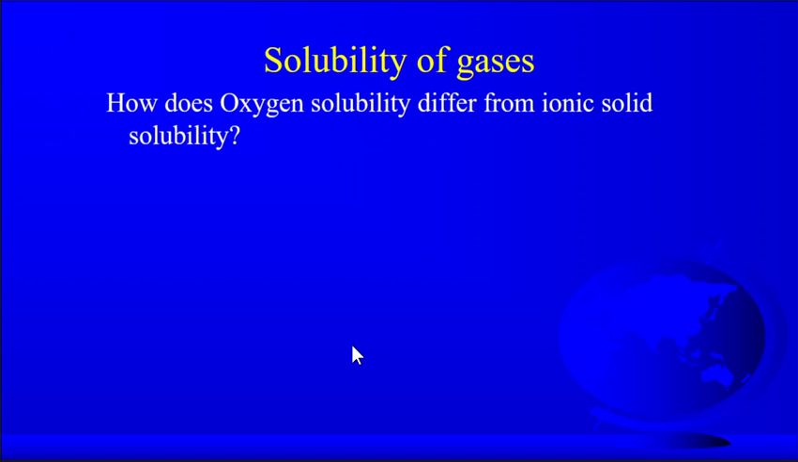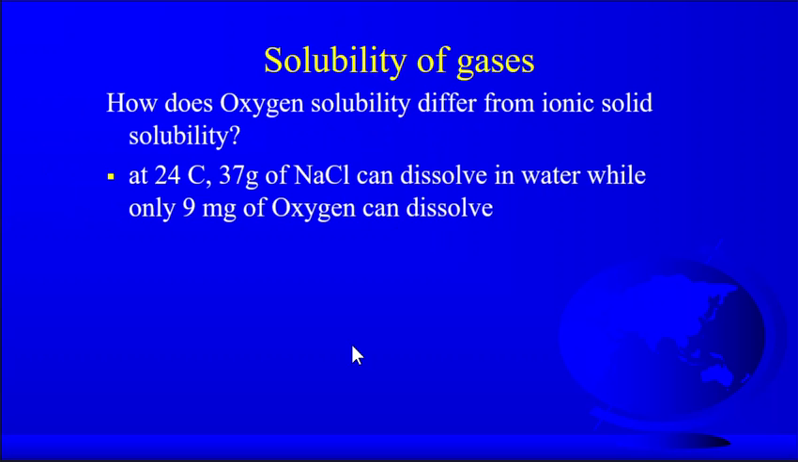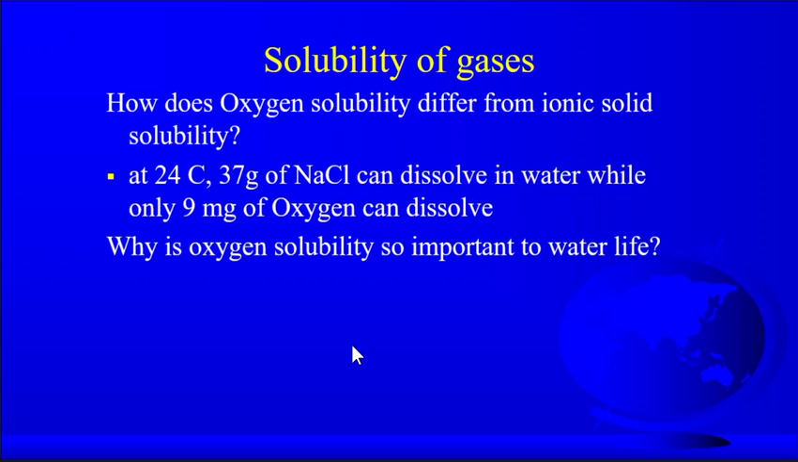How does oxygen solubility differ from ionic solid solubility? Well, let's look at a typical example, which is salt, right? We've all allowed salt to dissolve in water at 24 degrees Celsius, which is around normal temperature for room water. You can dissolve 37 grams of sodium chloride. You can only dissolve 9 milligrams of oxygen. That's 9 1,000ths of a gram. That is a huge difference. Why?